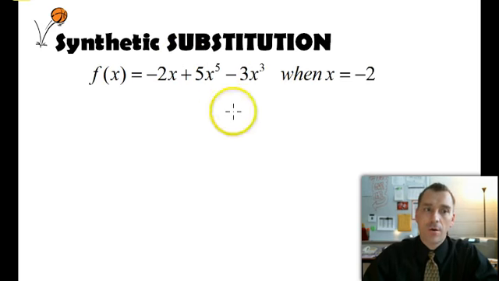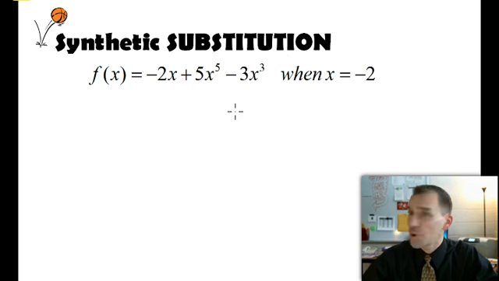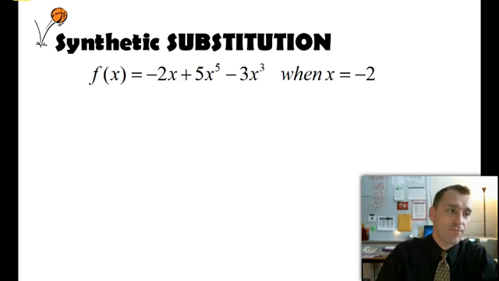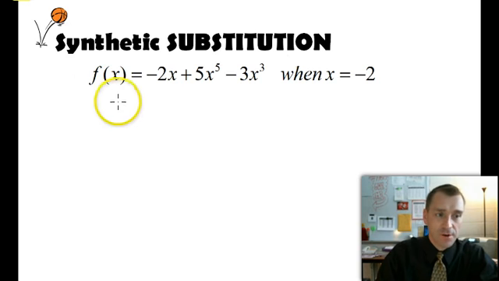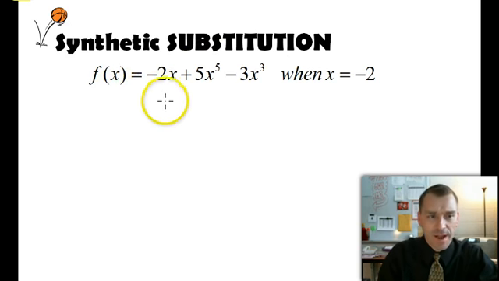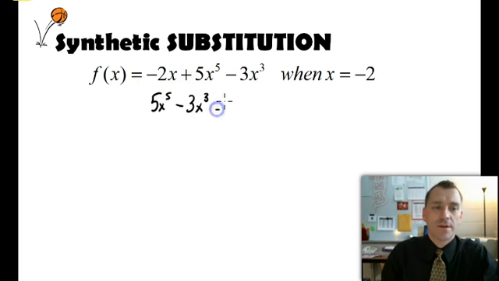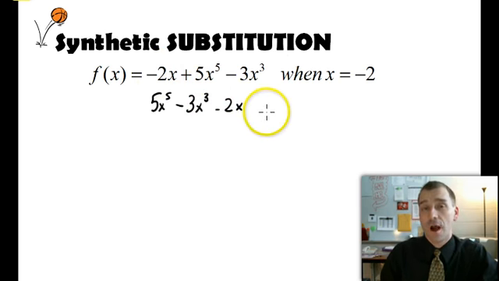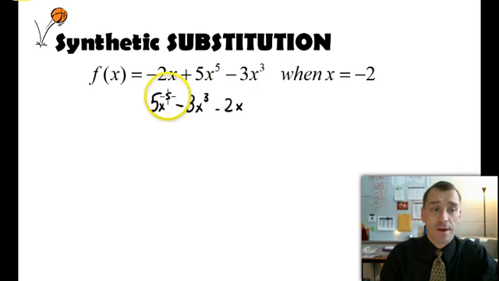Uh-oh. What do you notice first? You're right, it's not in standard form. So let's put this bad boy in standard form. That is by far the first thing you have to do. So that means this is my highest term, so 5x to the 5th. And then what's next? Negative 3x to the 3rd, and then negative 2x. And notice there's no constant. It's okay. I do have some missing terms.